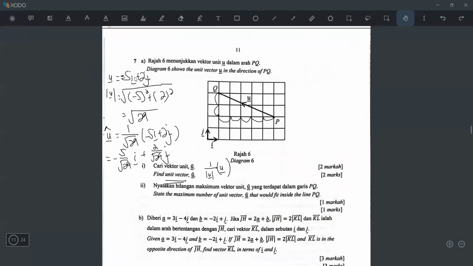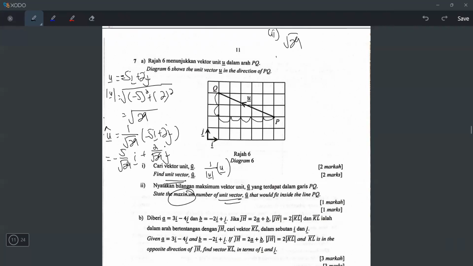Okay, let's go to question number 2. I think I'll do it here. Okay. What happened? Okay. Sorry. Okay, number 2. State the maximum number of unit vector that would fit inside the line PQ. Okay, the answer will be square root 29. Because they're asking how many unit vector can fit inside the line PQ. It means how many unit vector can fit inside this?